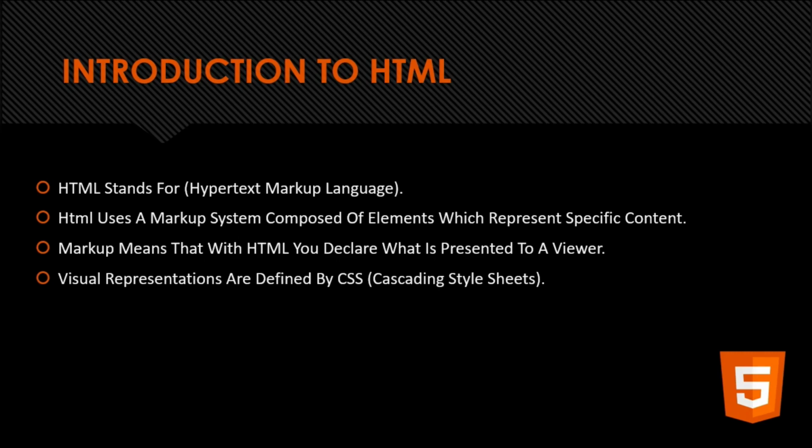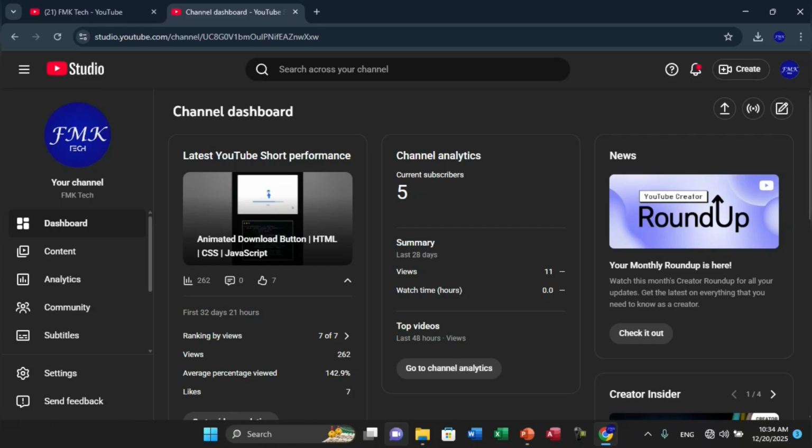And visual representations are defined by CSS, cascading style sheets. There are lots of people who think that anything we see in a website is because of HTML. Yeah, we know that. But the designs, the styles that we see in a website are not because of HTML. We have another language called CSS, cascading style sheets. The designs, the styles, and the visual representations of a website are all made by CSS.